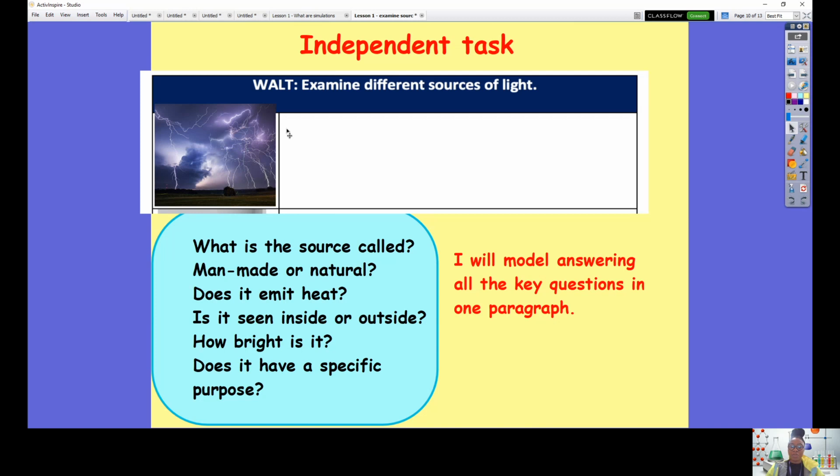You've got to identify the source. So what is the source called? Is it man-made or natural? Does it emit heat? Is it seen inside or outside? How bright is it? And does it have a specific purpose? I will model answering all of these key questions in this paragraph. So what I'm going to do now is write on the board, and you are going to be able to see exactly how I want you to answer this question. So let me get my pen.